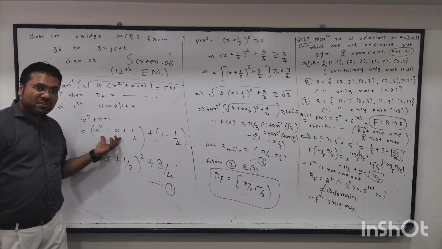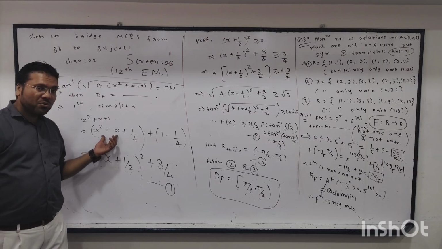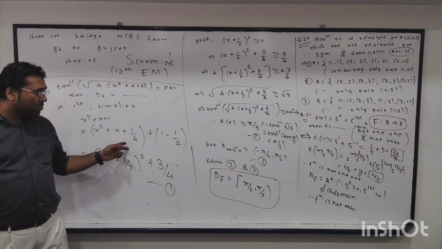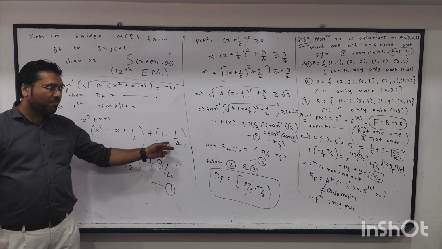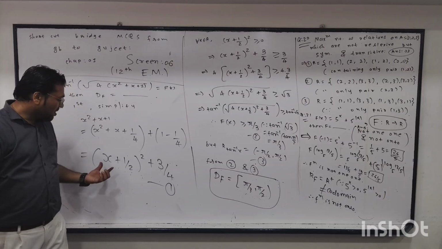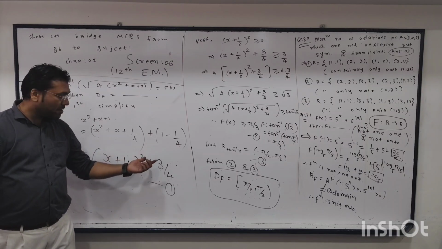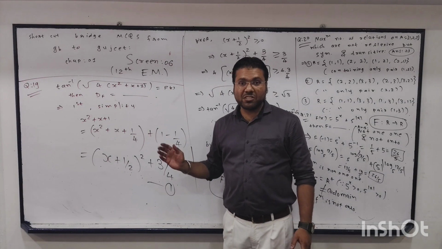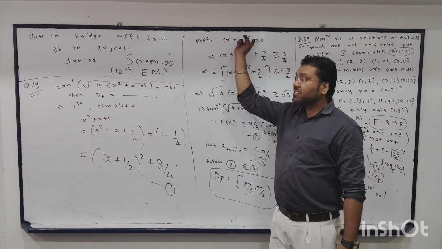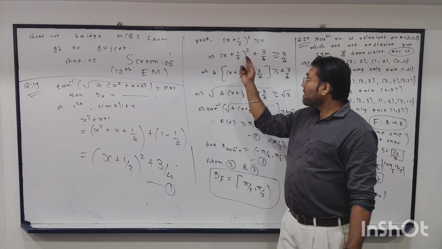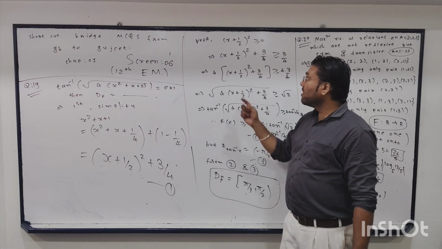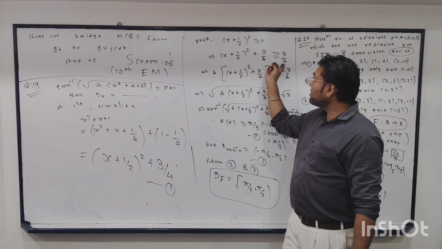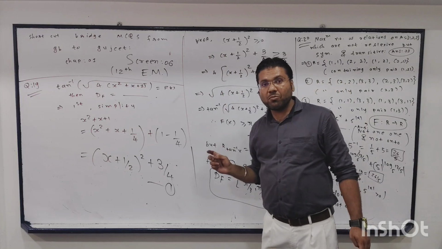Because this is a quadratic term, or second degree polynomial, first adjust the last term, which should be 1 by 4. So add 1 by 4, subtract 1 by 4, you will get x plus 1 by 2 the whole square plus 3 by 4. And students, as per our previous discussion, anything square is greater or equal to 0. By adding 3 by 4 both sides, we will get the range of anything square plus 3 by 4, which is greater or equal to 3 by 4.